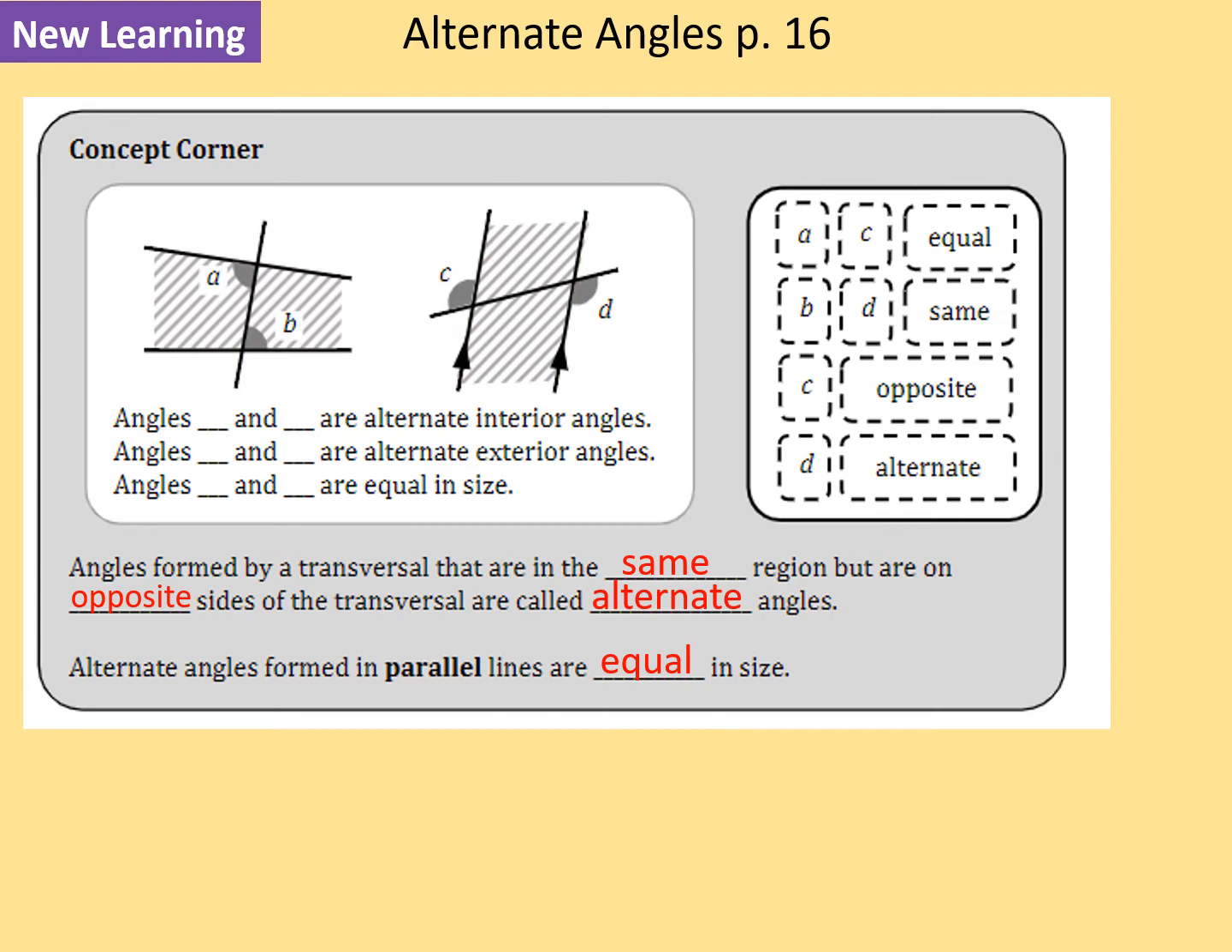Therefore, from what we've discussed, we can deduce that angles A and B are alternate interior angles, angles C and D are alternate exterior angles, and because of the parallel lines in the second part of the diagram, angles C and D are equal in size.